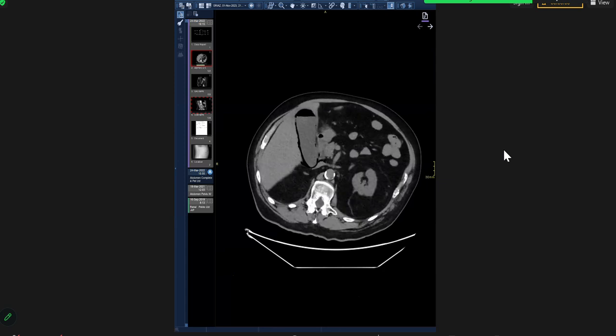Significant stranding is noted in the pericholecystic area. So this is a case of gangrenous cholecystitis. I would urgently refer the patient to the surgical team for urgent management. Gangrenous cholecystitis. Yes. Okay.